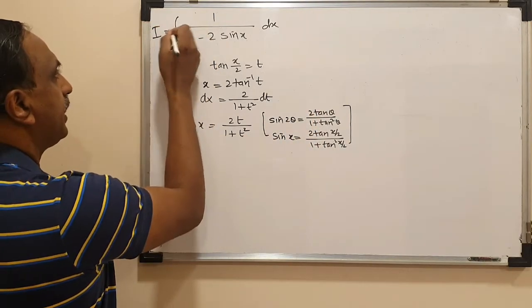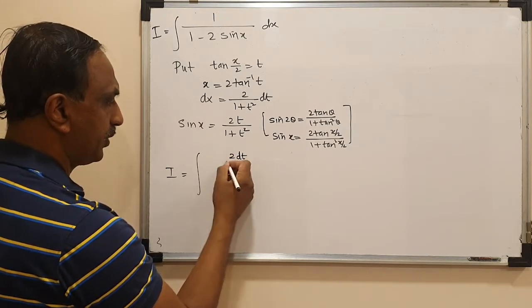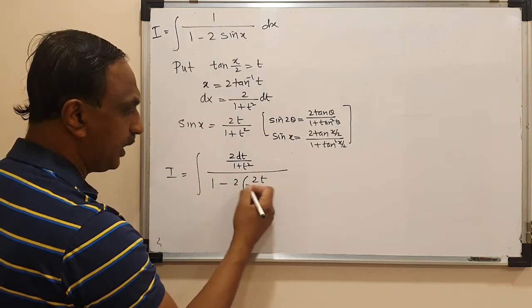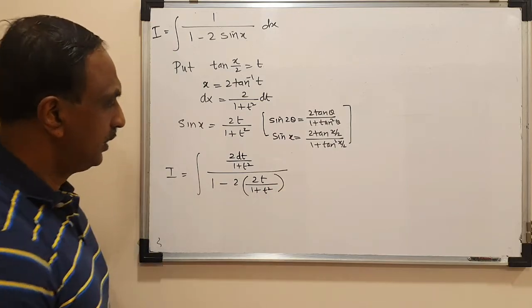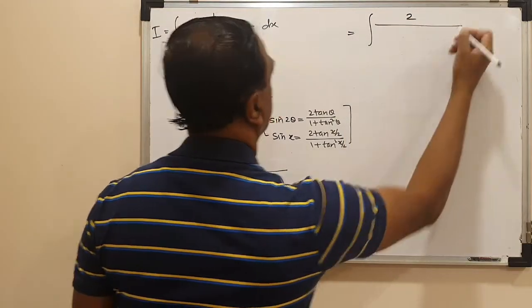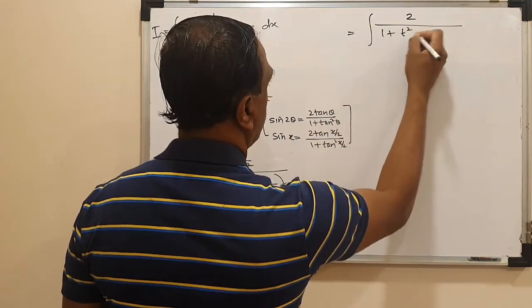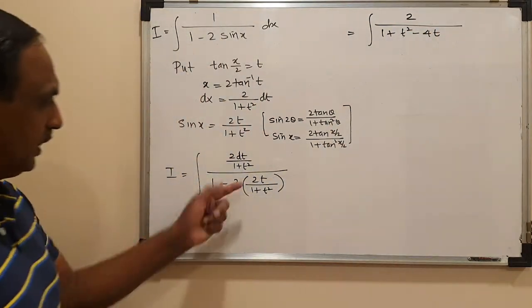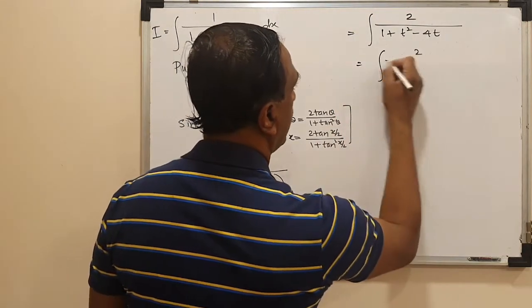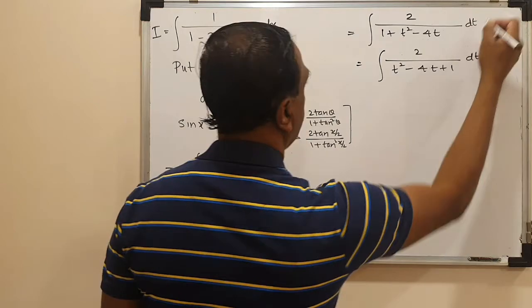Now you can write the integral I as 2 dt upon 1 plus t square will be the numerator. The denominator will be 1 minus 2 into 2t upon 1 plus t square. Now I can write the integral as 2 upon, now tell me the LCM, 1 plus t square. So 1 plus t square minus 4t. The 1 plus t square and the denominator 1 plus t square get cancelled. So let me complete the square. t square minus 4t plus 1, of course dt.